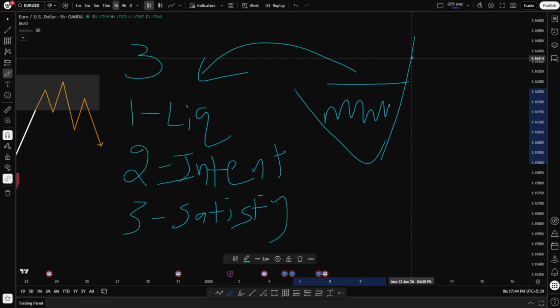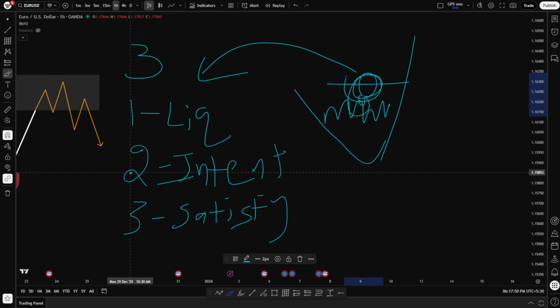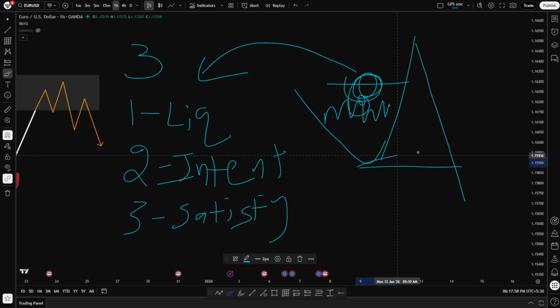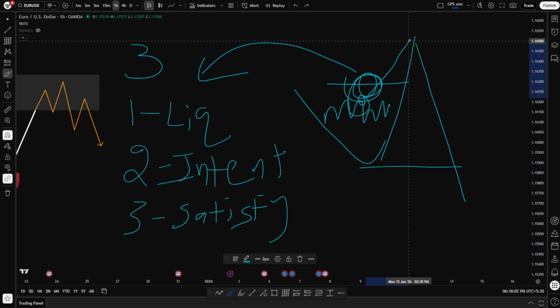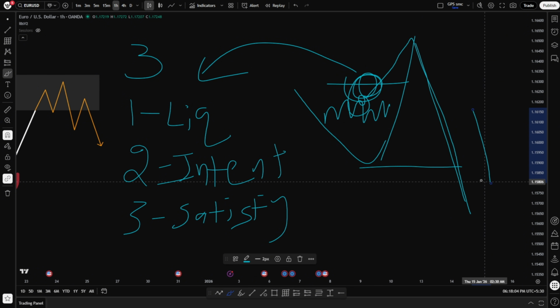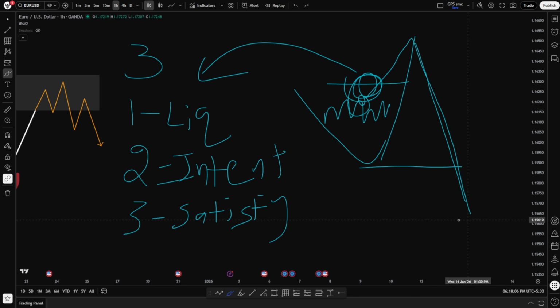The second thing is intention. So this is pretty simple. After liquidating, the market should show some intention. So intention is two directions only, up or down. So let's say the market gives you a breakout structure right here. This is what I call as an intention. After taking some liquidity, the market is giving us a downward intention, right? So this is the intention part.